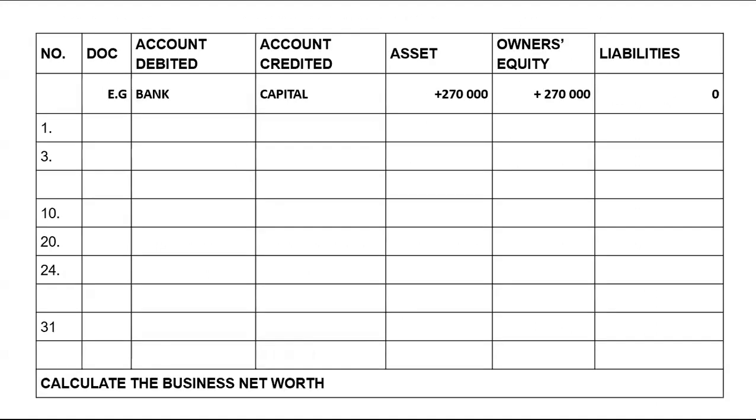You will debit bank because money is coming in. You will credit capital because it is a contribution by the owner. And the assets, you will have 270,000 as a plus, which represents the plus from the bank. And the owner's equity will have 270,000 as a plus, which is capital contribution.